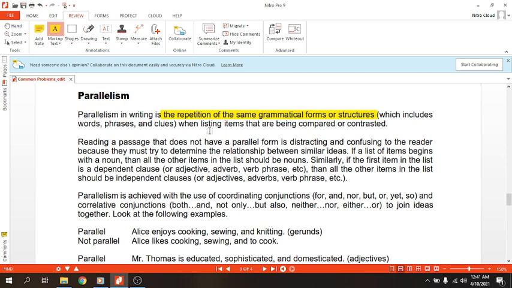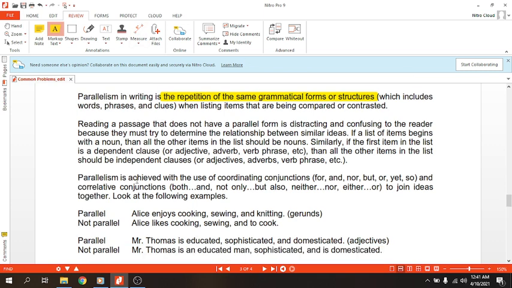Biasanya kalau gini misalnya listing items, tapi tidak harus list ya, karena 2 saja pun sudah masuk parallelism, okay. Like for example, you use the word and, okay. Bahkan kalau cuma 2 saja itu kan sudah harus pakai parallelism, jadi harus setara. Jadi parallelism is achieved by using coordinating conjunctions. Ini paling sering banget sih and ya, karena and itu paling produktif banget dipakai.